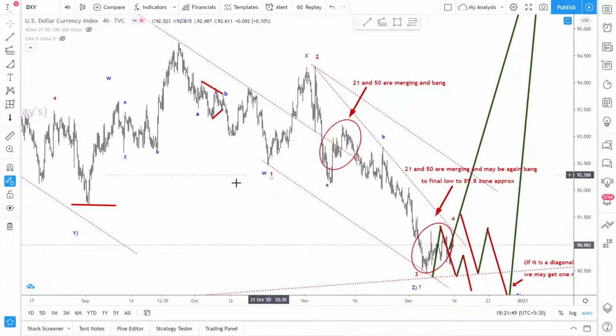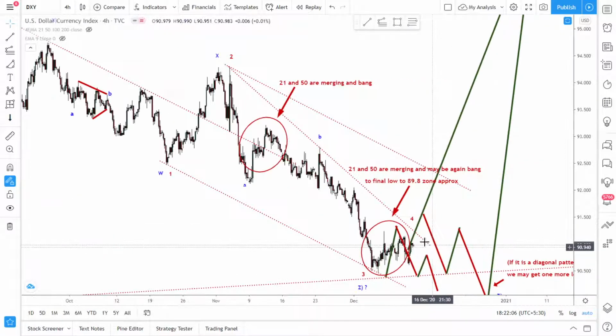If it is an ending diagonal, that will be a 3-3-3-3, and if it is an ending diagonal triangle, the third wave could be extended also. That is why I have written here ABC is a 1, 2, ABC is a 3, ABC is a 4. Whether it is already completed or there could be one more wave to the upper side and again one more ABC to the downside is also possible.